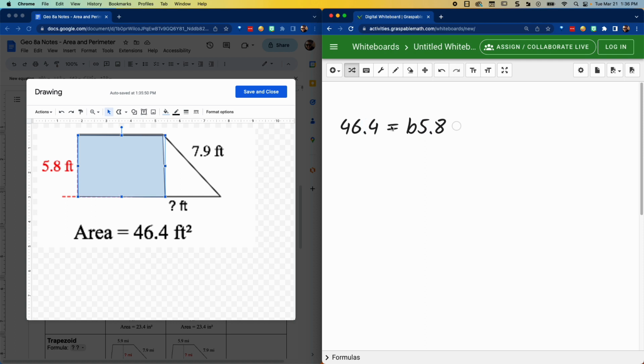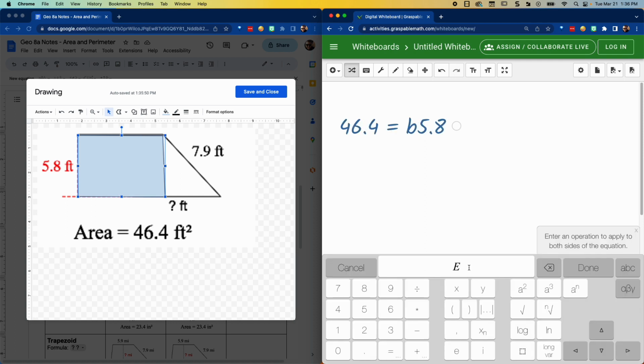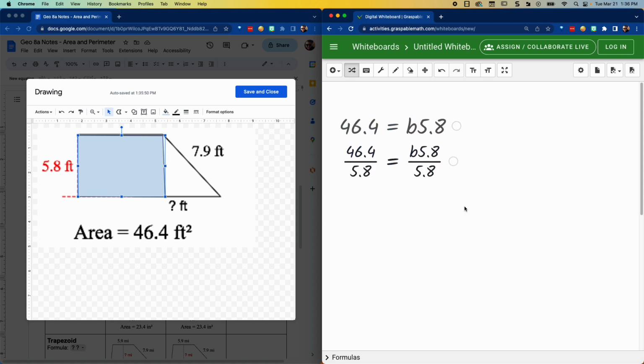There we go. And I will, again, click on the equal sign so I can do something to both sides. I see it's 5.8 times b, so I'm going to divide by 5.8. And that allows me to put those two 5.8s into each other to make a 1. And I can divide this side, and it equals 8. So the height is 8.